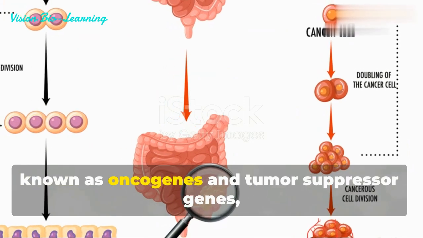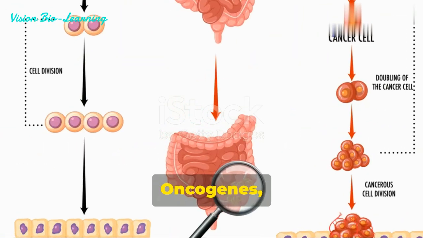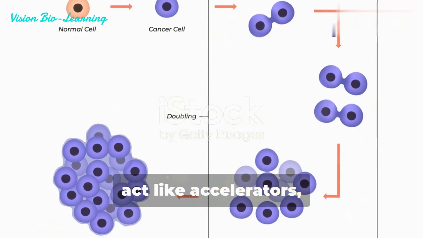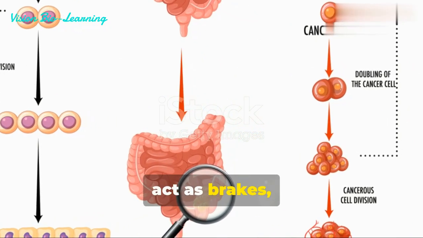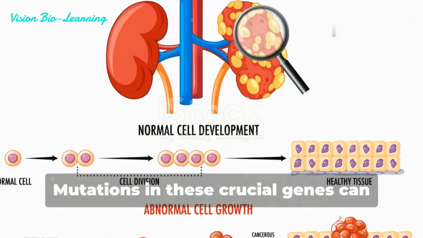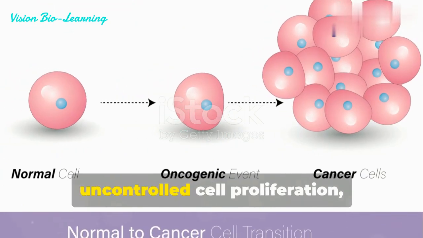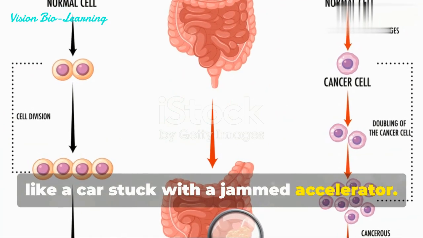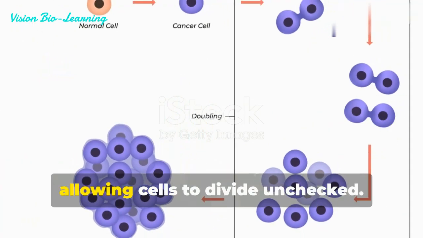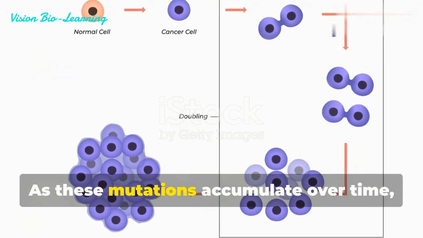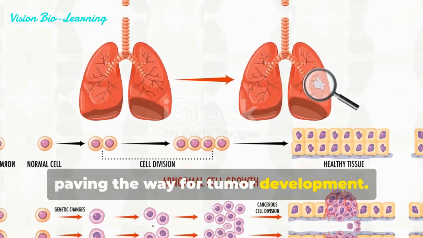Certain genes, known as oncogenes and tumor suppressor genes, play critical roles in regulating cell growth. Oncogenes, when activated, act like accelerators, pushing the cell to divide uncontrollably. Tumor suppressor genes, on the other hand, act as brakes, keeping cell division in check. Mutations in these crucial genes can disrupt this delicate balance. An activated oncogene can lead to uncontrolled cell proliferation, like a car stuck with a jammed accelerator. In contrast, a deactivated tumor suppressor gene removes the brakes, allowing cells to divide unchecked. As these mutations accumulate over time, the cell's growth becomes increasingly dysregulated, paving the way for tumor development.